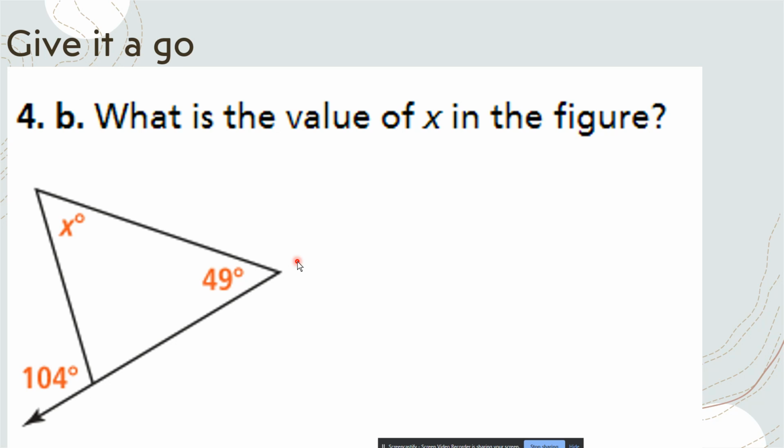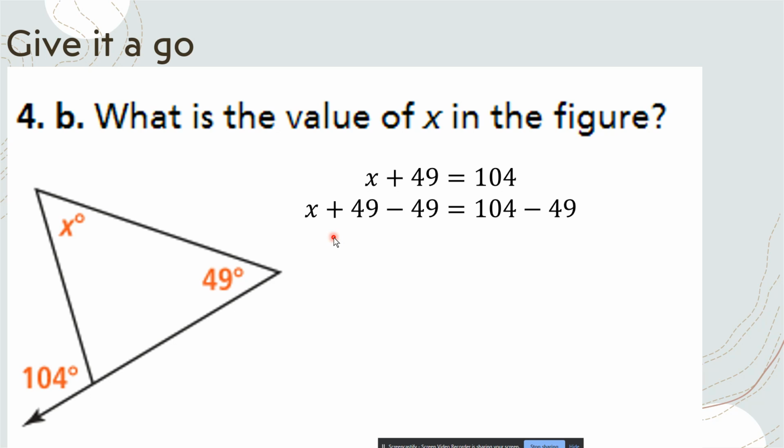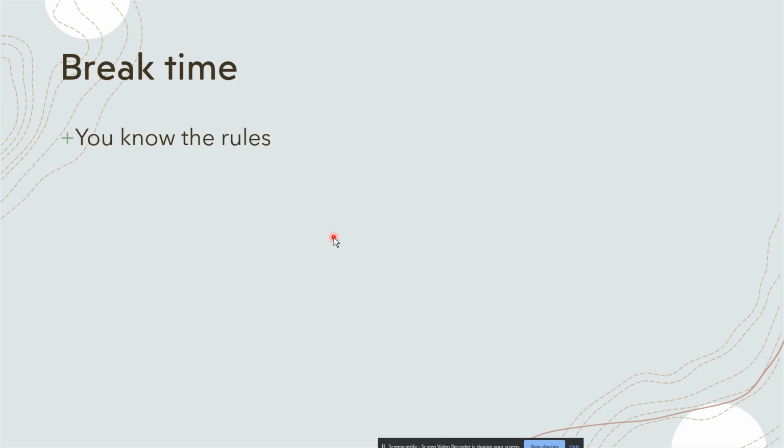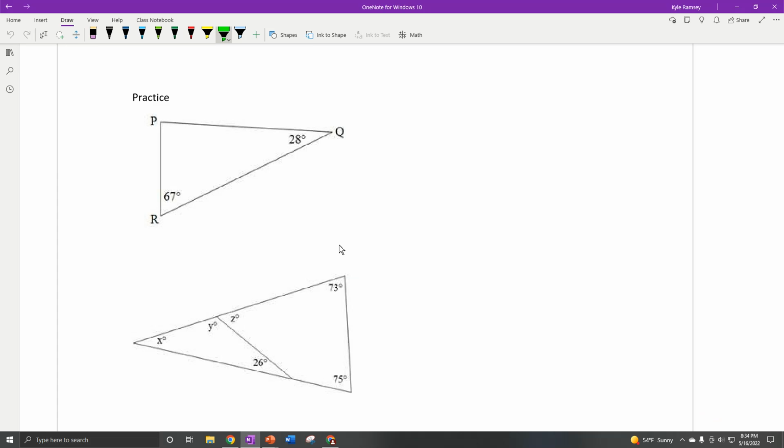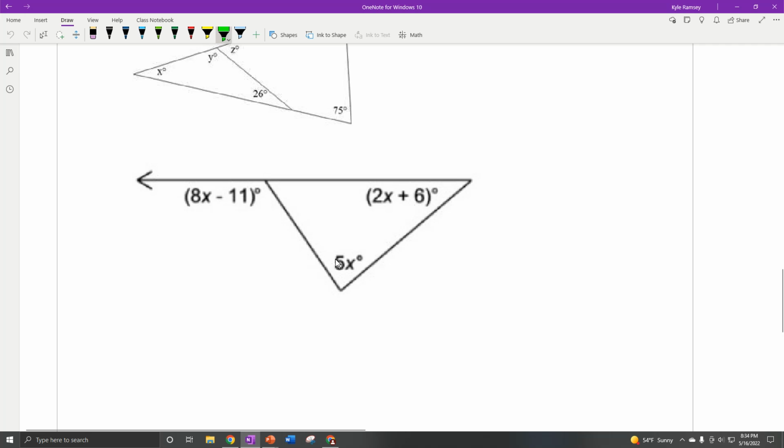Now, notice that it's slightly different for this one. What is the value of x in this figure? We have the exterior, and we have an interior, but we have a missing interior as well. So x plus 49 is 104 is what we're going to be getting. Now, from here, we just simply subtract 49 from both sides. By subtracting 49, we get x is 55, and we're done. So we're actually going to jump over here and have a look at this one, and call it good. So, go ahead and give it a pause, give this one a shot, and we'll go from there.